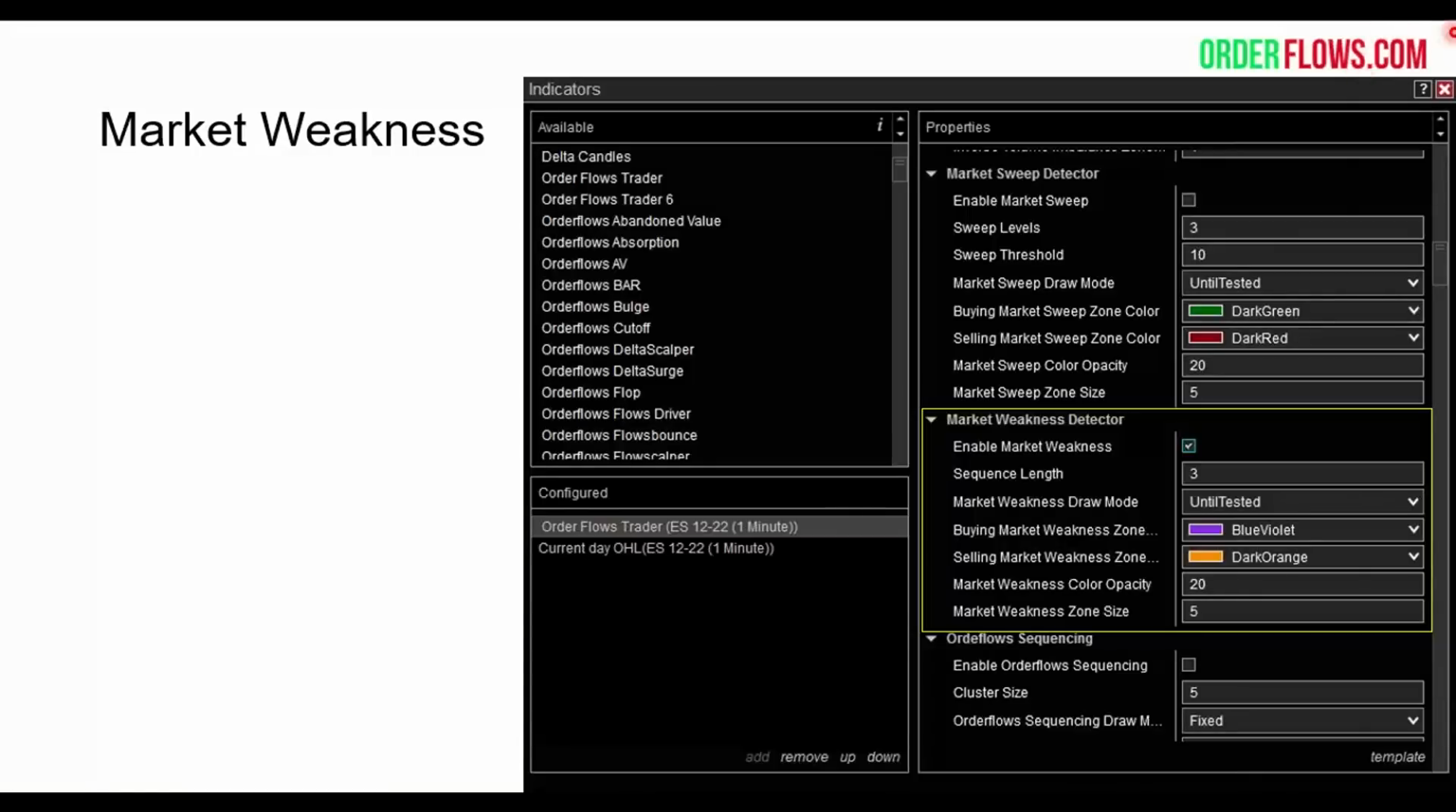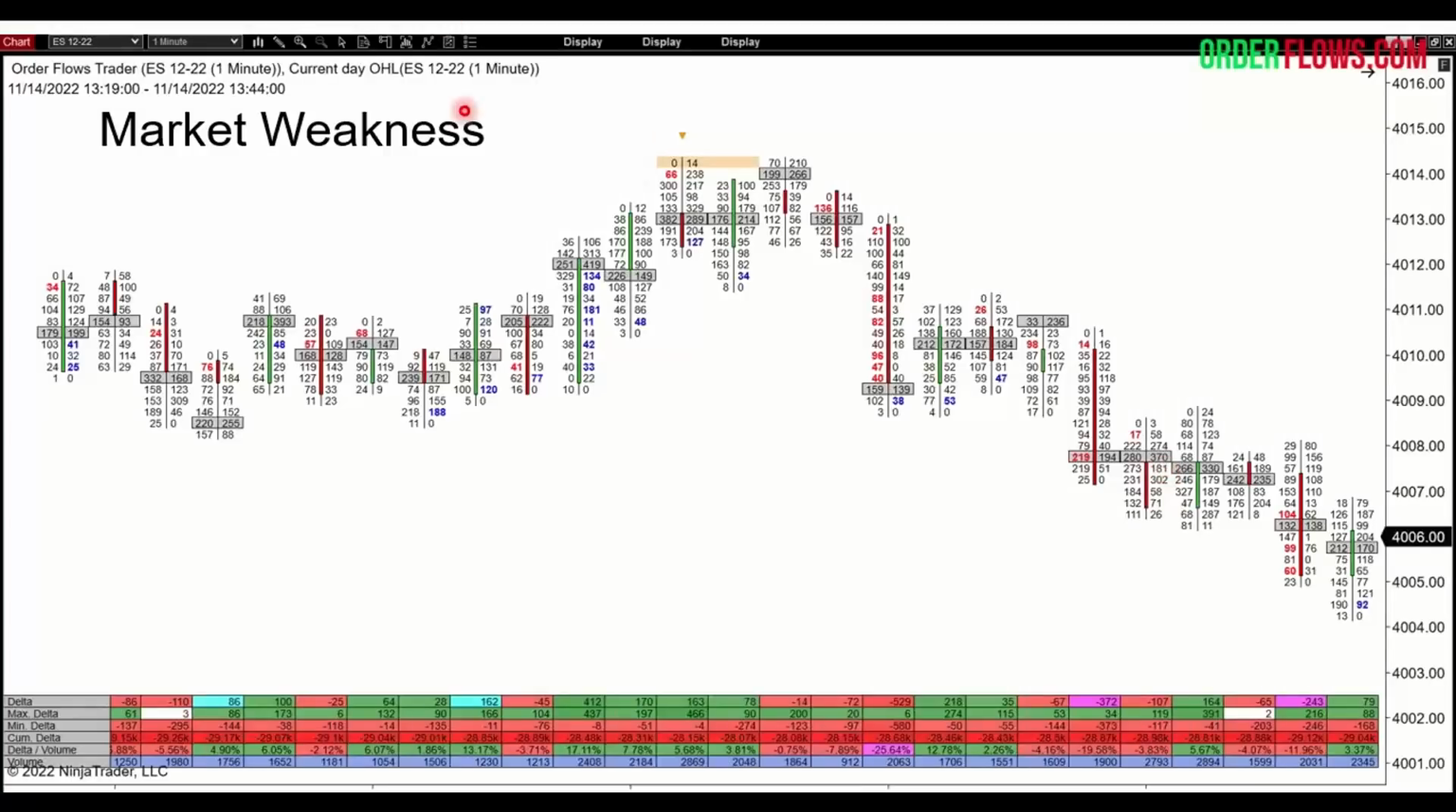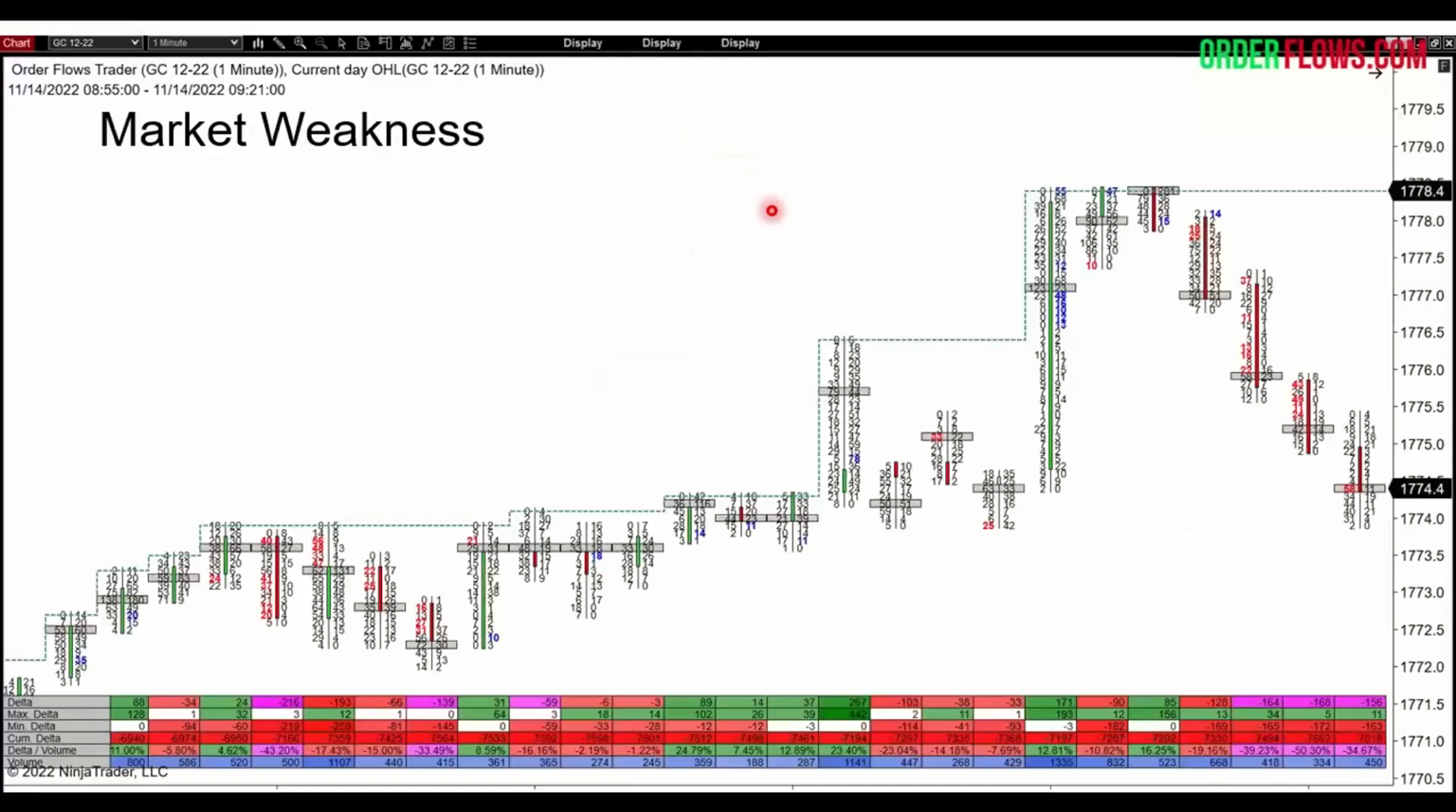So if you have the Orderflows Trader software on there, there's the market weakness detector. You just click it and it will draw the line on the chart for you. It's telling you up here, there's weakness taking place. You can draw these zones out until tested, like here. It came literally right back to the high of that bar where it detected the weakness first. So it makes it easy for you to see, right? You want to make life as easy as possible for yourself.